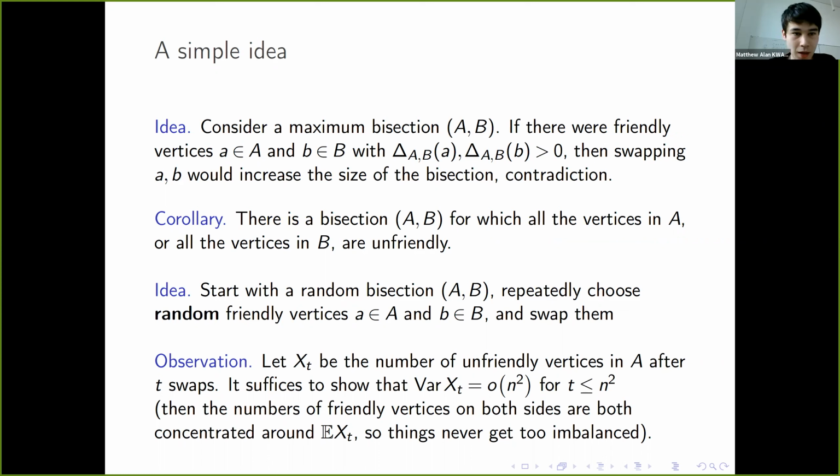To elaborate on that, if I let x_t be the number of unfriendly vertices in part A after t swaps, if I can just show that x_t is concentrated, so that its variance is little o of n squared, that would imply that x_t is likely close to its expected value, whatever that expected value is. And by symmetry, the number of unfriendly vertices in B has the same distribution, so it would also be concentrated around that expectation. That is to say, at any given point in time, there are roughly the same number of friendly vertices in A and in B. And that's what you need to prove the theorem.